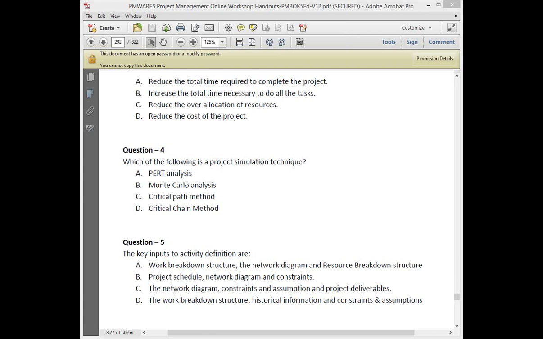The key input to the activity definition, D and A. Key input to the activity definition is R. See, look at this. Activity definition means something should not have happened till that time. So if you look at this, unless you have identified the activity definition, you cannot have a network diagram. And if you look at A, B and C, the network diagram is present. Only in D is the network diagram not present.